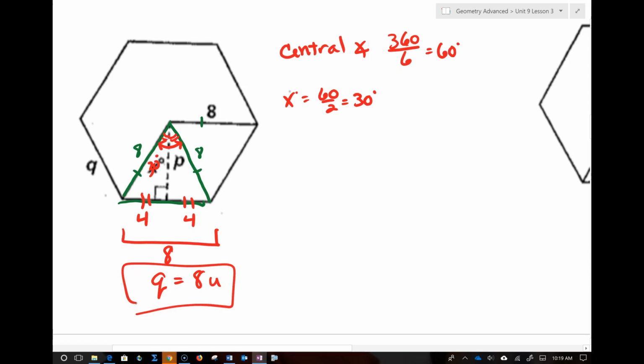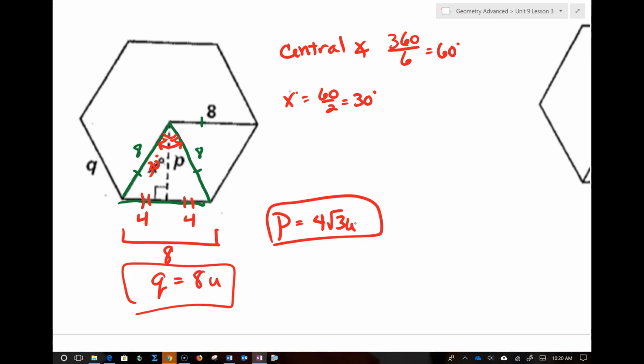Okay, what's P gonna be? Yep, which is your apothem in this case, 4 root 3. Guys, it's as easy as that. Yes? Couldn't you tell as soon as you found that it was the central angle?